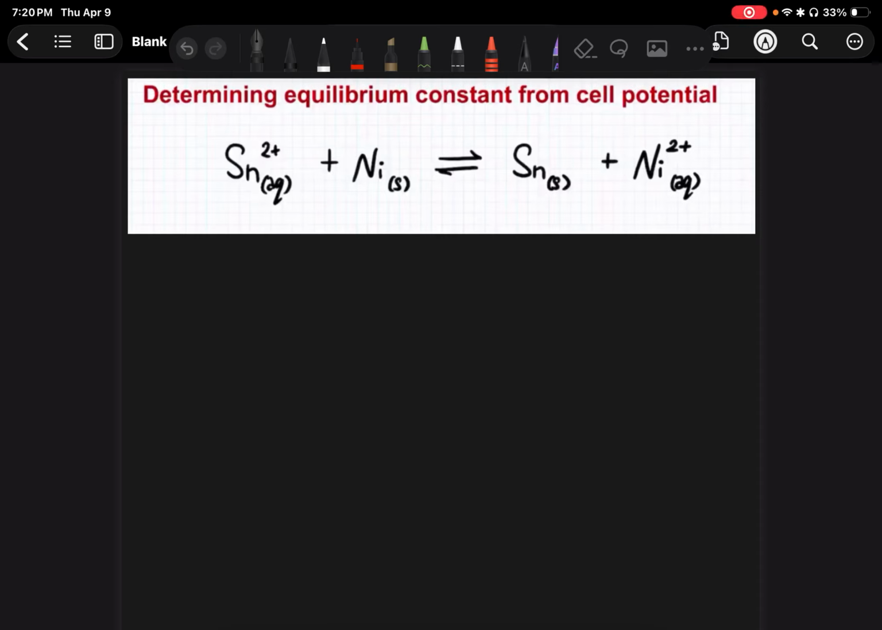Yo, what's good? We got a question on electrochemistry. I literally learned this like 5 minutes ago, so we're gonna see if I can get this right the first time. We're gonna determine the equilibrium constant from cell potential. Now, what I know is that we're gonna use an equation. What equation are we gonna use? Look, we already forgot. We need to find the equilibrium constant.